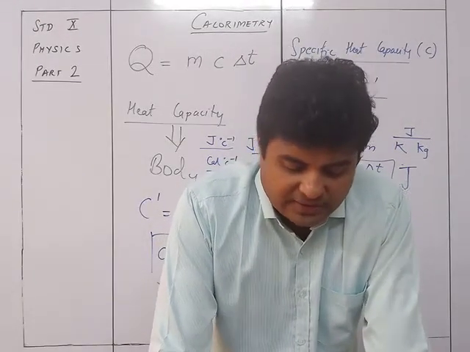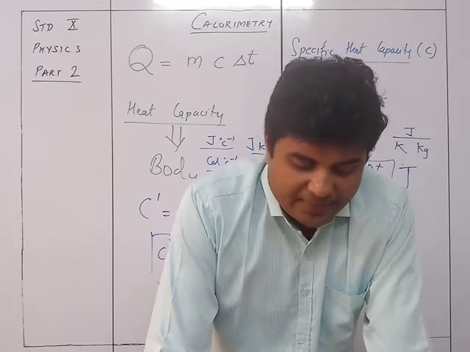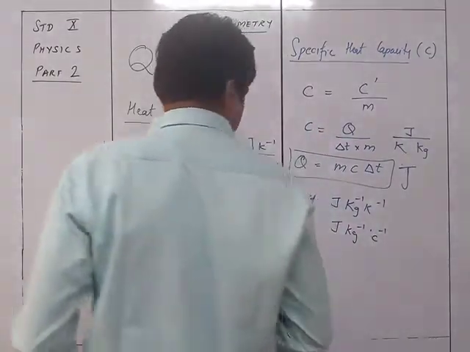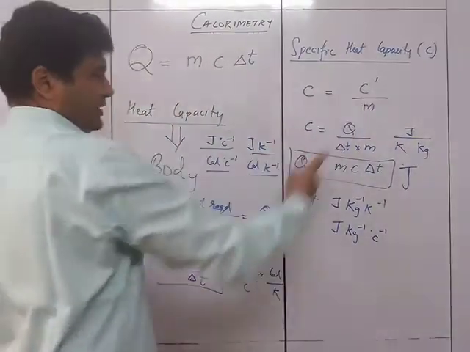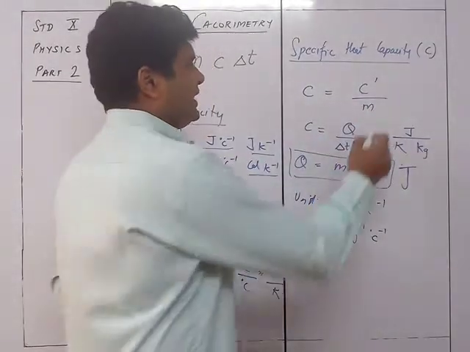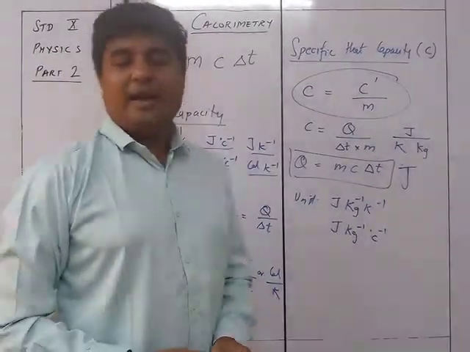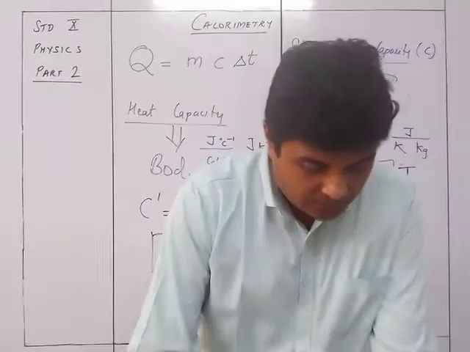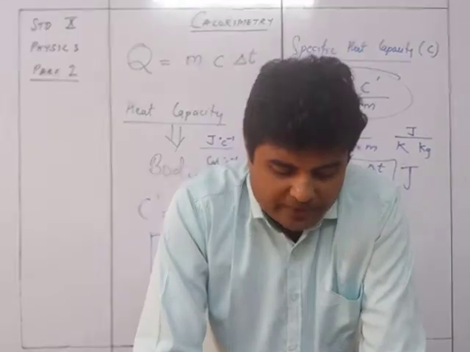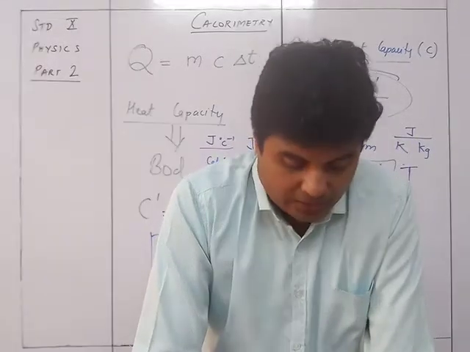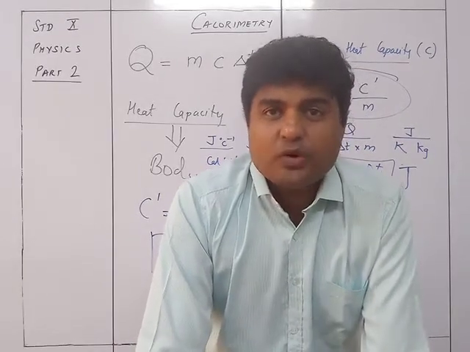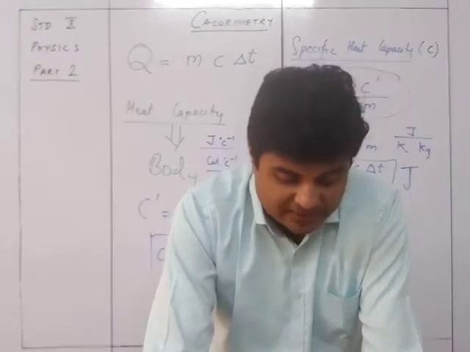Relationship between heat capacity and specific heat capacity. Heat capacity C dash is equal to M into C. So we can see over here the relationship between C dash and C. We already see this, so C dash is equal to M into C, or C is equal to C dash upon M. So this is the relationship between the heat capacity and the specific heat capacity. From the above relationship, the heat capacity C dash of a body is equal to the mass into the specific heat capacity of the substance of the body.